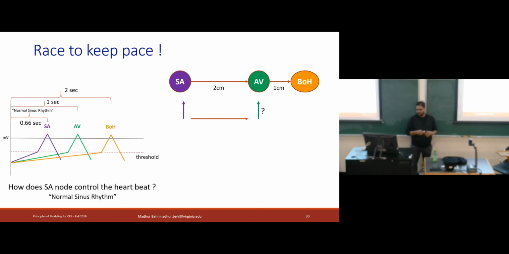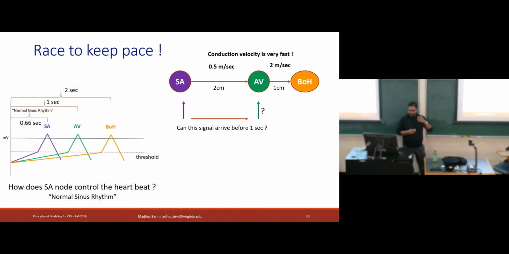So let's go through some simple examples. We want to know if this signal can arrive before 1 second. So we assume some velocity for how fast the conduction is on this superconducting highway. 0.5 meters per second is pretty fast if you only have to travel 2 centimeters, and so is 2 meters per second. Therefore, what we can analyze is that after 0.66 seconds, we will experience an SA node wave because of its automaticity.